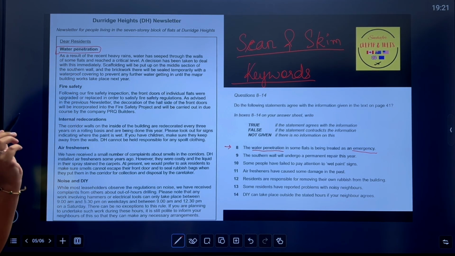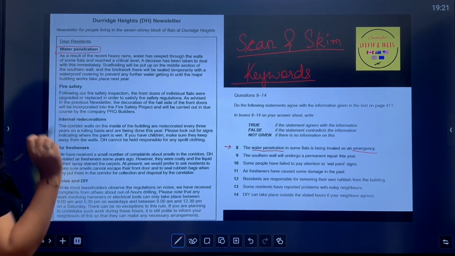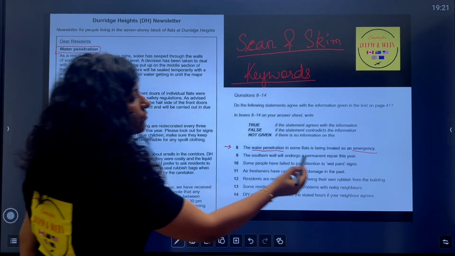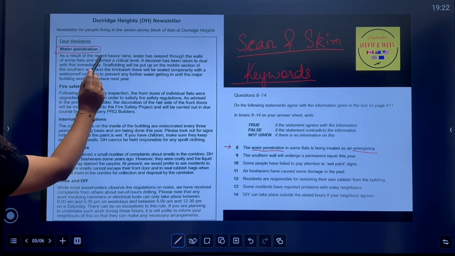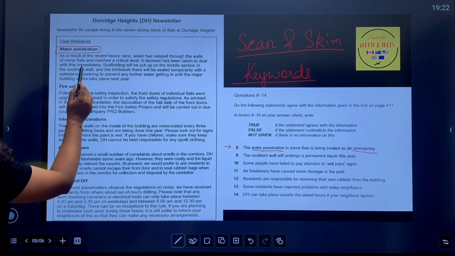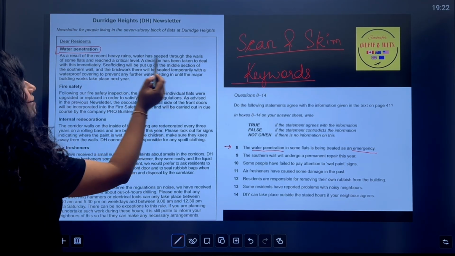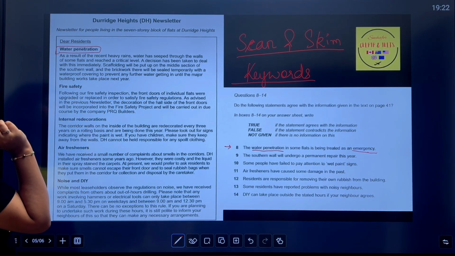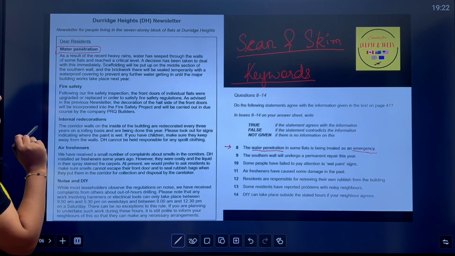So you know now that this information is surely going to be over here. Now look for this keyword, emergency. As a result of the recent heavy rains, water has seeped through the walls of some flats and reached a critical level. A decision has been taken to deal with this immediately. Does it give you any idea of an emergency?